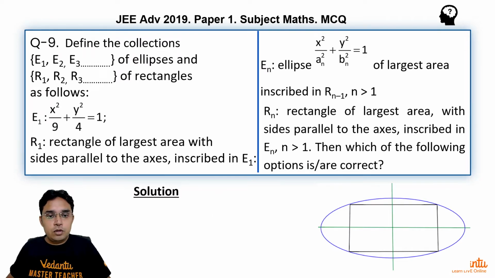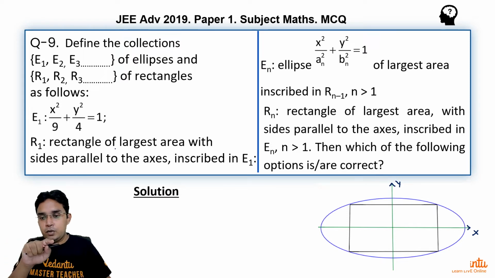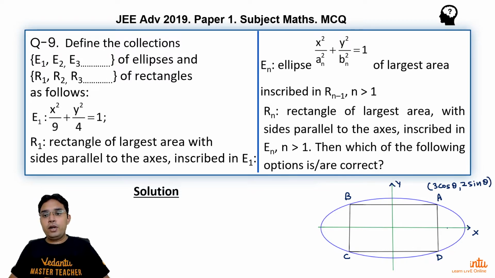Let us see how to solve this question. So we are given one standard ellipse whose major axis is along x-axis and minor axis is along y-axis. And we are supposed to inscribe a rectangle whose sides are parallel to its axis, that means parallel to x-axis and parallel to y-axis. So let us call this rectangle A, B, C and D. I can take the coordinate of A as 3 cos theta, 2 sin theta, which is nothing but the parametric coordinate of any variable point on the ellipse.